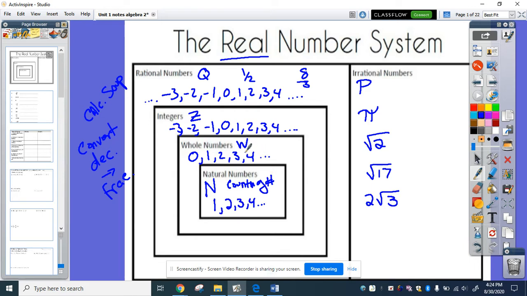But the trick that you have to remember here is that just because we call something, let's say, a whole number, doesn't mean that it's only just a whole number. So I'm going to run through a couple of examples with you really quickly to show you the difference. When we classify these, we have to make sure we give it all of its classifications.